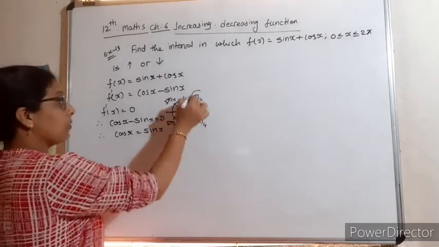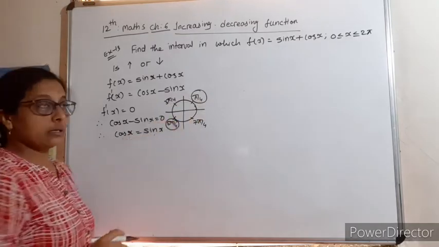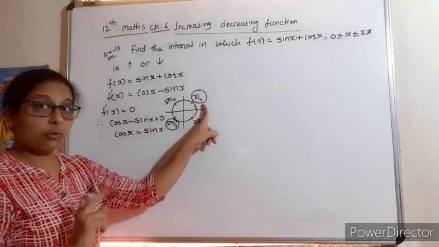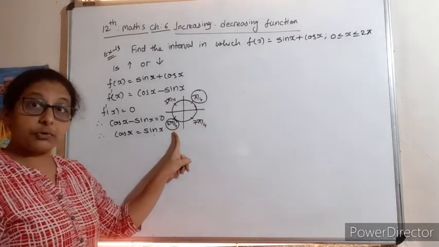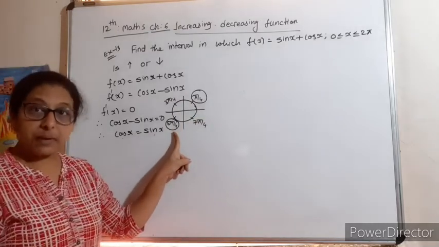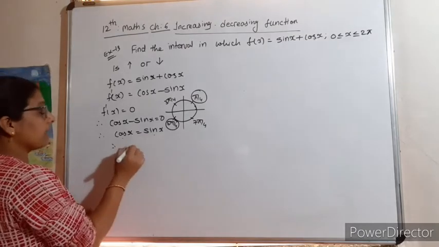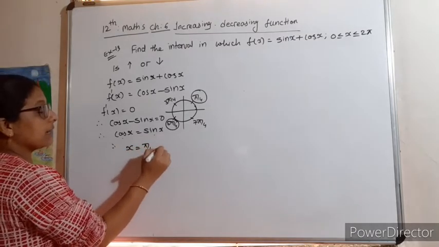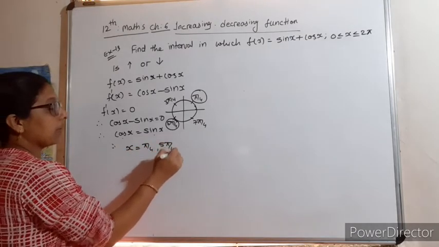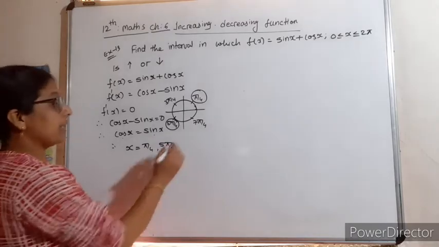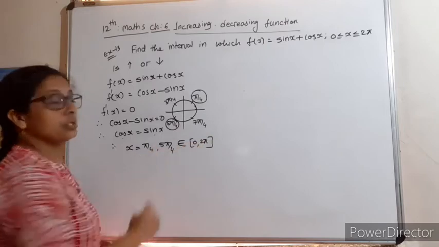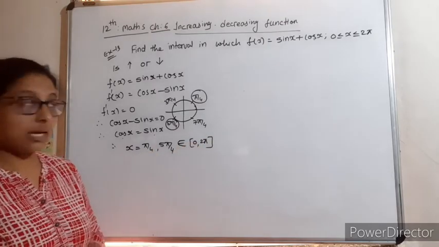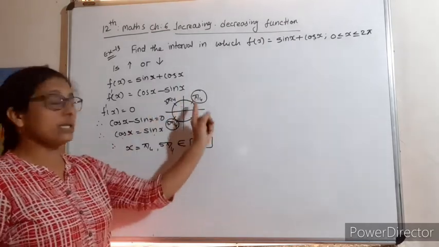What does this mean? At this point, cos and sin are equal, both positive, 1 by root 2. In the third quadrant, cos and sin are both negative, both minus 1 by root 2. So we will take therefore x is equal to pi by 4 and 5 pi by 4. These two values belong to 0 to 2 pi. Yes or no? Yes. 0 to 2 pi means the whole circle.